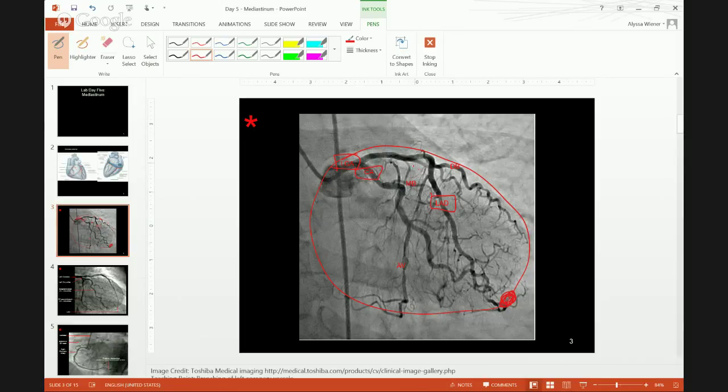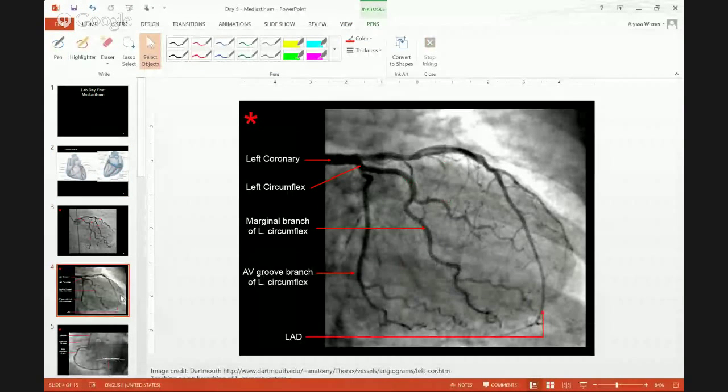You might be tempted to think that the LAD also has a little camel hump that looks suspicious, but remember, the LAD is going pretty much straight to the apex. The circumflex artery has this camel hump, and then it branches off and does all this meandering stuff, okay? We're going to look at another angiogram to try to make more sense of this.